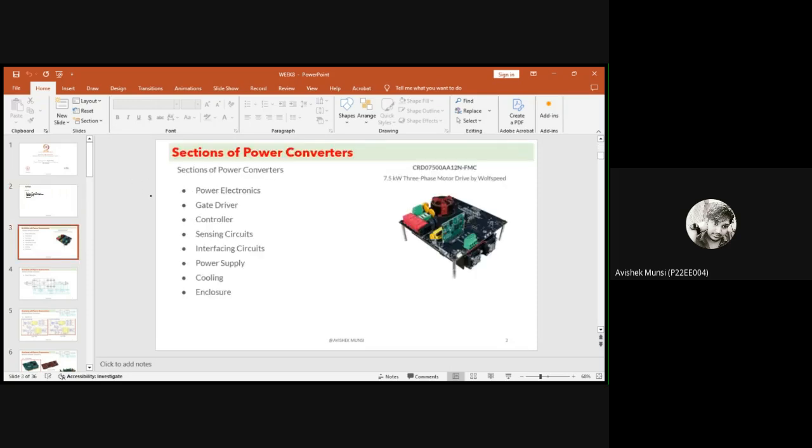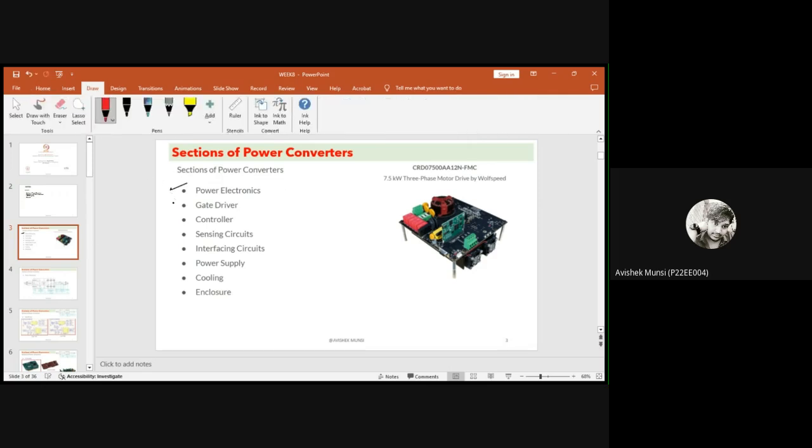So the different sections of a power converter. First we have to discuss the power electronics in it, and obviously the switch. If you are using a MOSFET or IGBT, then it has a dedicated gate driver. You have to use it that way. We discussed a little more in the gate driver class, that it has a level shift circuit, a microcontroller unit and all.